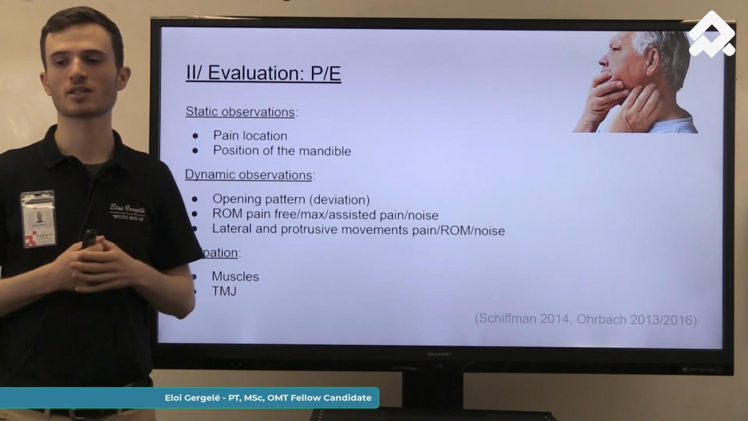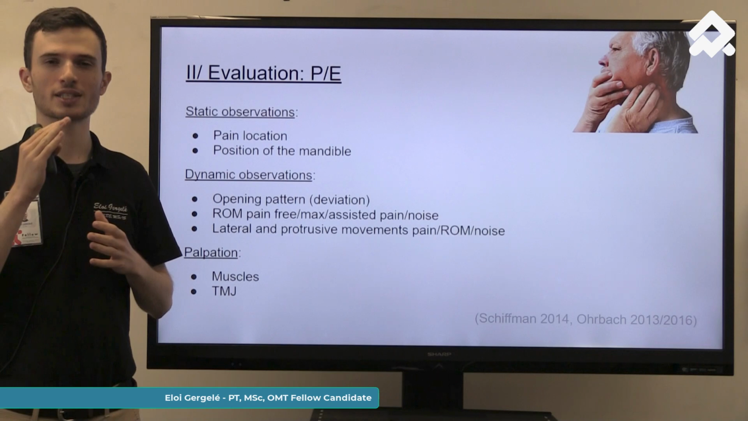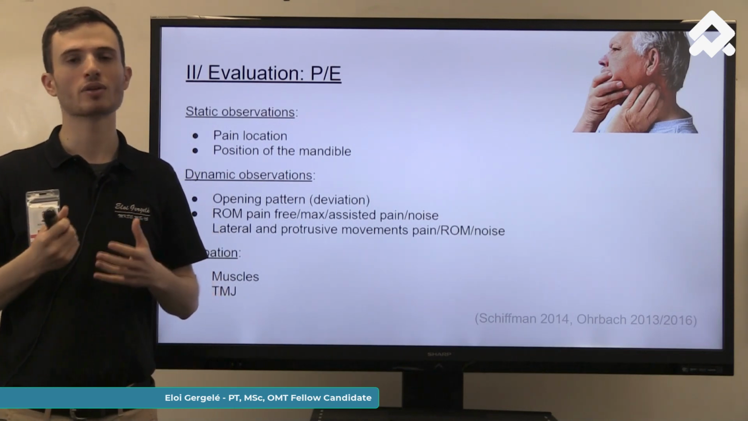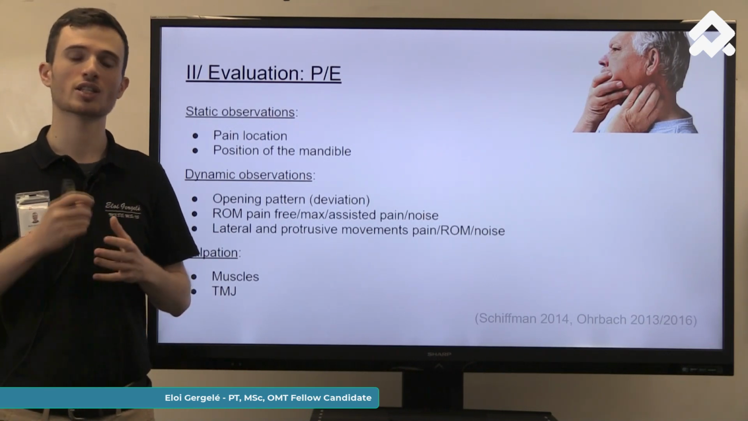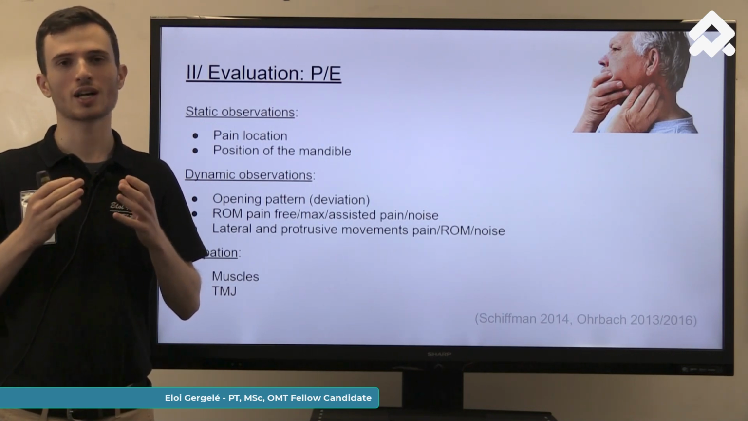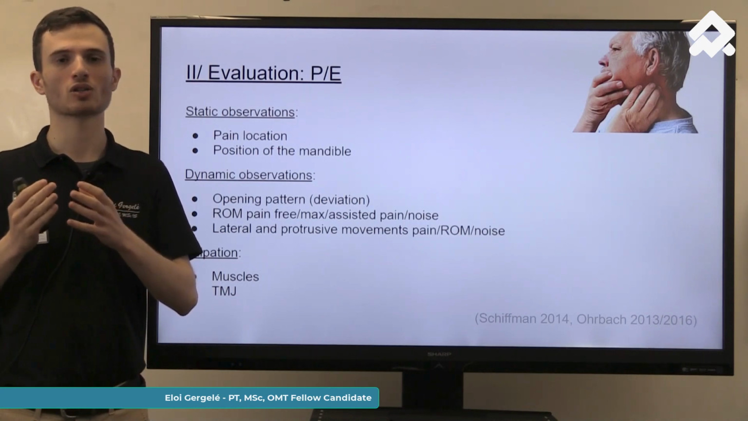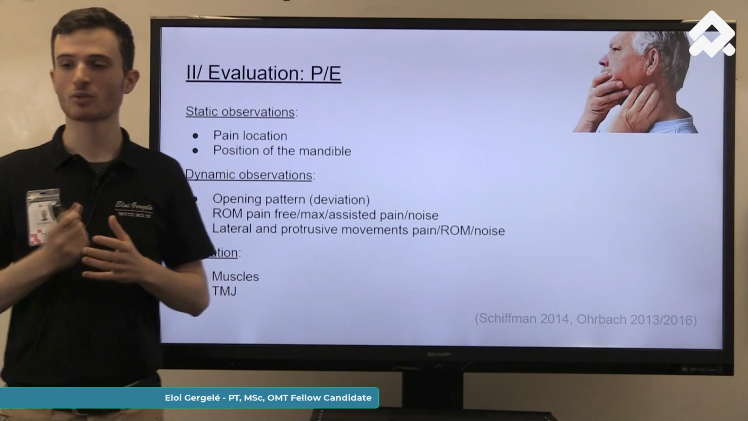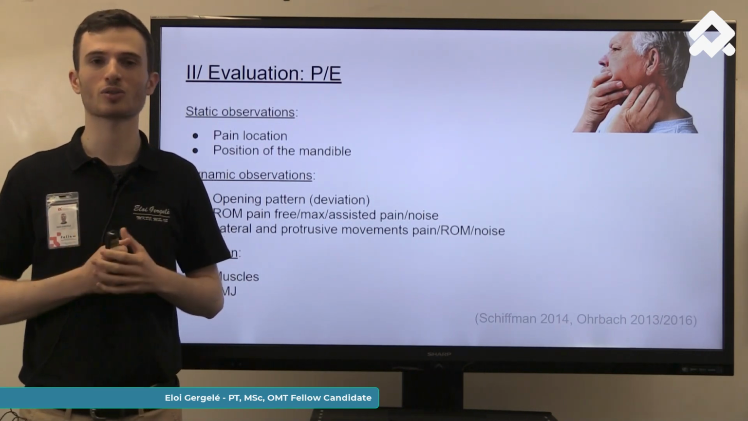We are going to look at the opening pattern and look for any deviation from the sagittal plan. And if we find any deviation, we are going to record if the deviation is corrected or not, which means that we are going to record if at the end of the movement the patient is coming back in the sagittal plan or not. Then we have the range of motion that we are going to record in different manner.